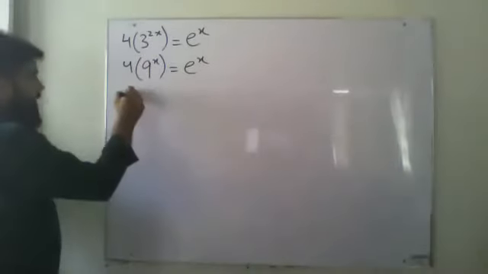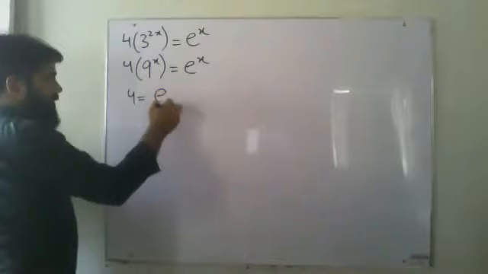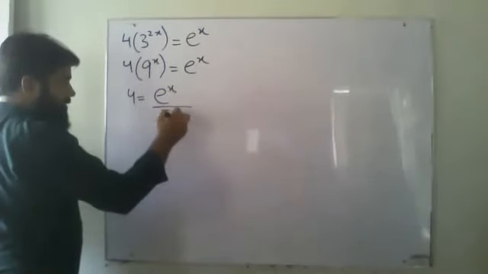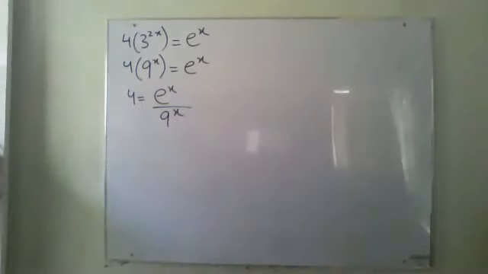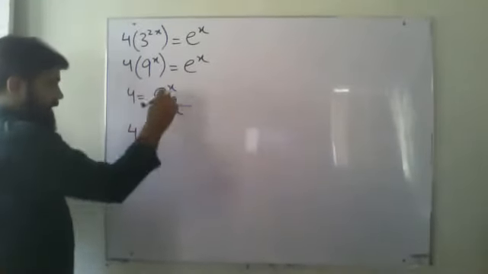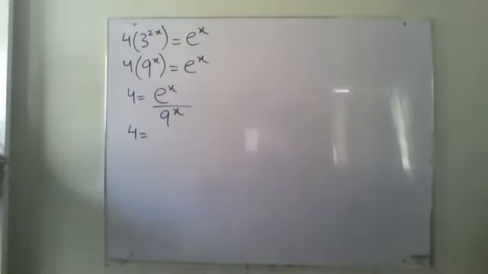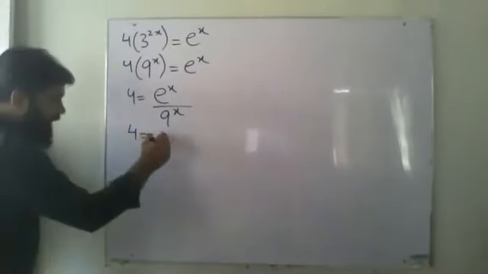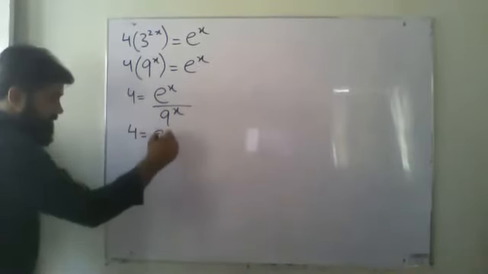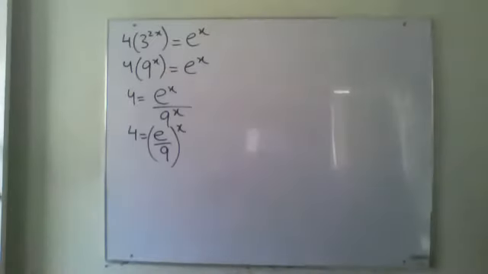Now 9^x being multiplied over here, it will be shifted on this side. Same bases are being divided and they have the same power, so I can write it like this: (e over 9) to the power x, exponential over 9.